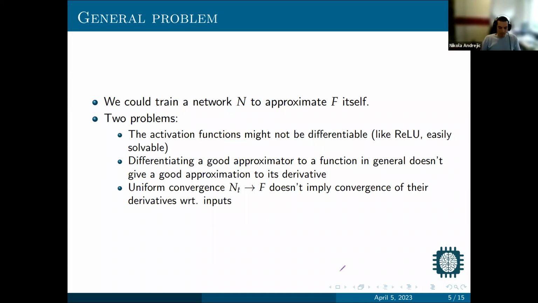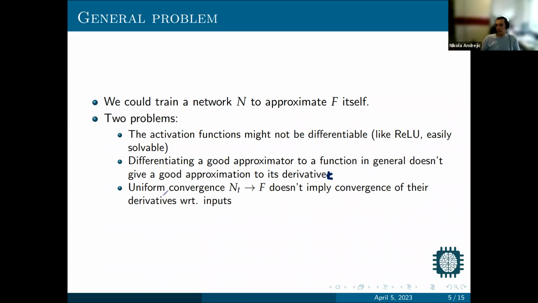Okay, so the simplest proposal would be to train a network N to approximate f itself and then differentiate the network N. But there are two problems. First, a smaller problem is that the activation functions might not be differentiable, like ReLU, but that's easily solvable because it's almost everywhere differentiable. Then the bigger problem is that differentiating a good approximator to a function, in general, doesn't give a good approximation to its derivative, i.e. it might not give any approximation. We'll see what I mean by that.